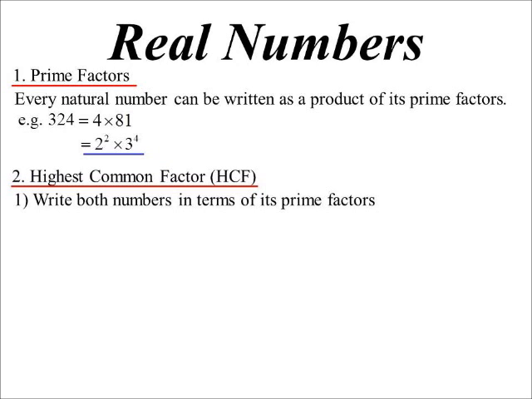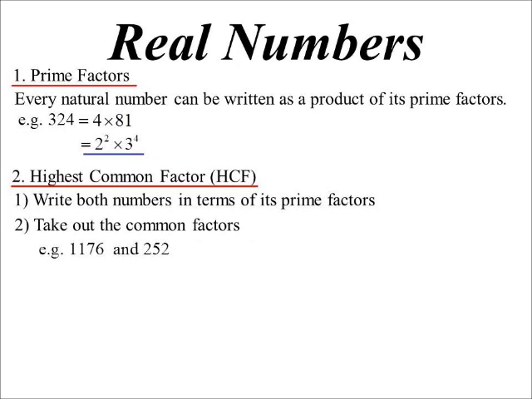So highest common factor. That's where we're looking for the biggest number that goes into 2 other numbers. So what we do is we write down both numbers in terms of their prime factors. Then we would pull out all the common factors. So let's do an example.